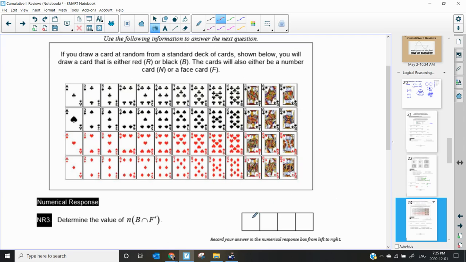All right, sometimes we get a little bit trickier here. If we're looking at this one here, it says the number of elements for black and not F. So this would mean we're looking at the number of elements that are black and not face cards. And so we would look into our diagram there and we try to find all of the elements that are black and not a face card.